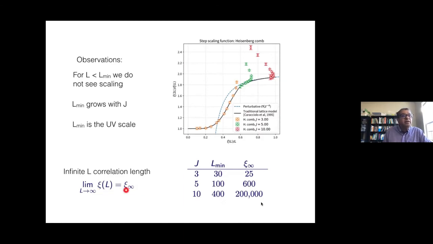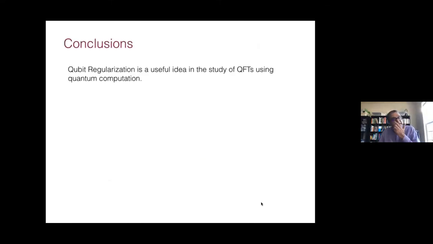On the other hand, the correlation length itself grows dramatically. In fact, at J equals 10, we have a correlation length, which is the infrared mass scale, of roughly 200,000. So we are reproducing what you really expect in an asymptotically free theory. Of course, for that, we need to go to large lattices and do the real calculation as we would usually do in a lattice field theory to convince ourselves that everything is working. Okay, so with that, let me present the conclusions.